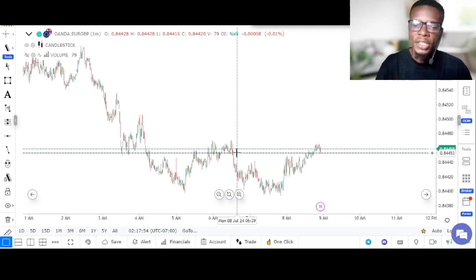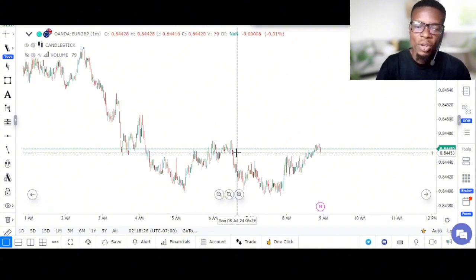So this strategy, I'm going to be showing you how it works on the downtrend. I'm going to be showing you how it works when the price is ranging, which means when the price is moving in a straight line. And I'm going to be showing you how it works when we are on an uptrend. So all these 3 examples I'm going to be showing you guys in this video. So make sure you watch through till the end so you don't miss out on any important detail.